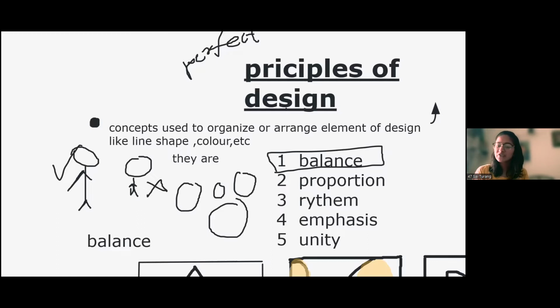To know these principles of design in detail, please see my other videos on them, and you will get this concept crystal clear.